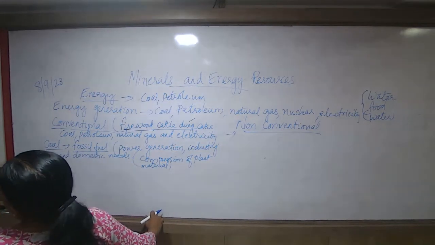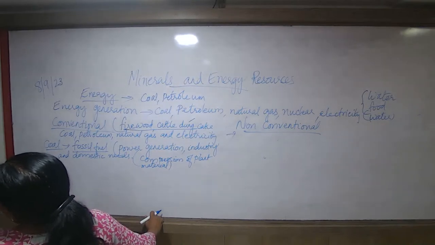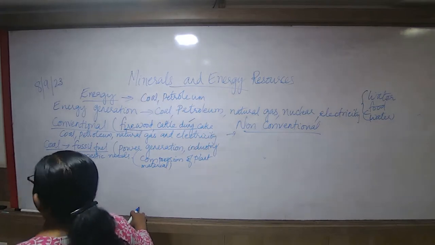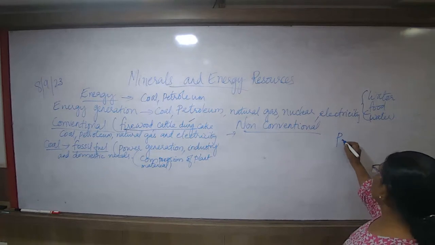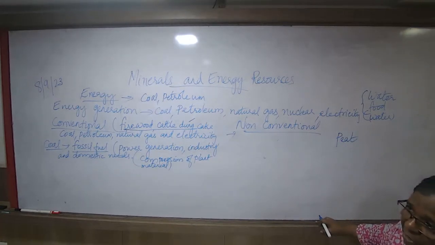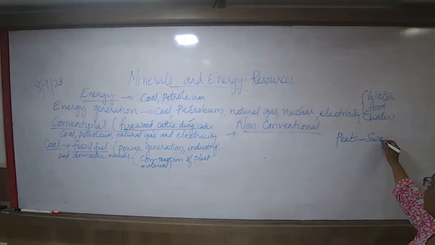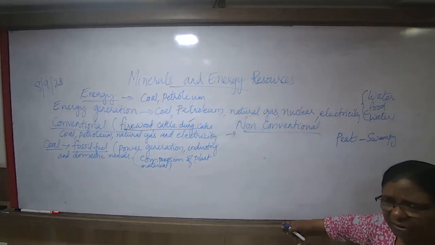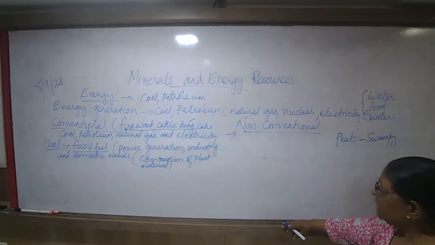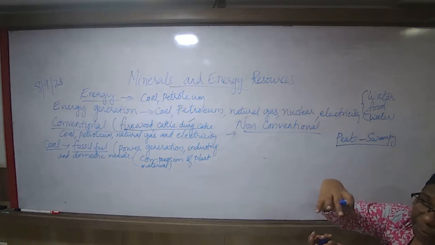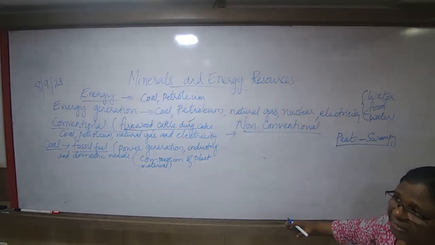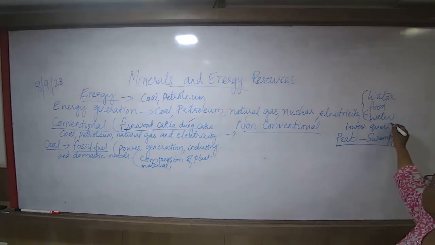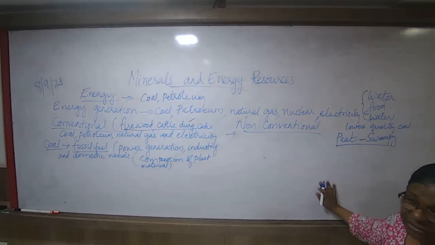And what are the types of coal? First, decaying plants in swamps produce peat. The lowest quality coal is called peat, which is formed in the swampy region. Where is it formed? Swamp. What is the meaning of swamp? It has water and mud. So when plant remains are buried for some time, they produce peat. So peat is the lowest quality. Got it? This you have to learn.